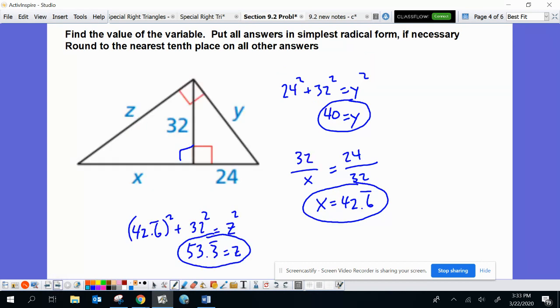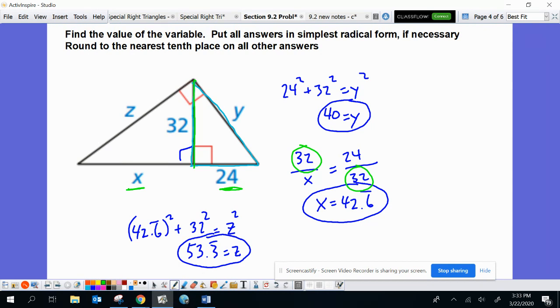Number 4, almost identical, where we're doing the Pythagorean theorem. 32 squared plus 24 squared equals y squared. That gives me 40. Then I'm looking at this height again as the geometric mean. So I've got 32 and 32. You can see that's why it's one of our go-to moves, where I've got 24 and x filling the other rows. That gives me 42.6 repeating.